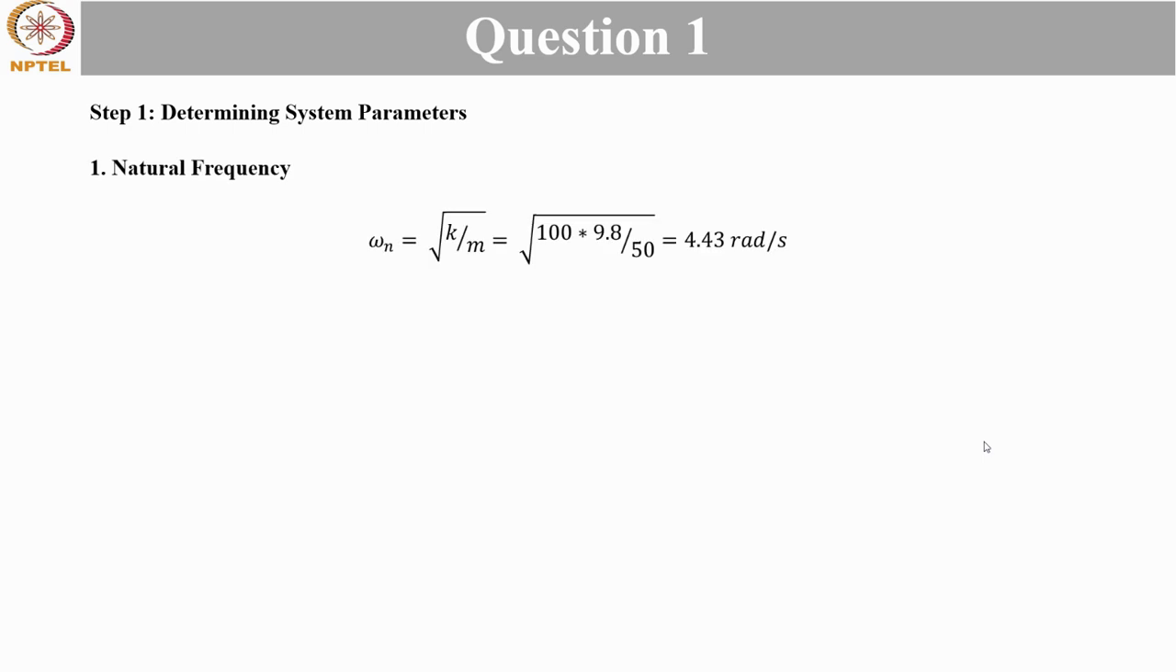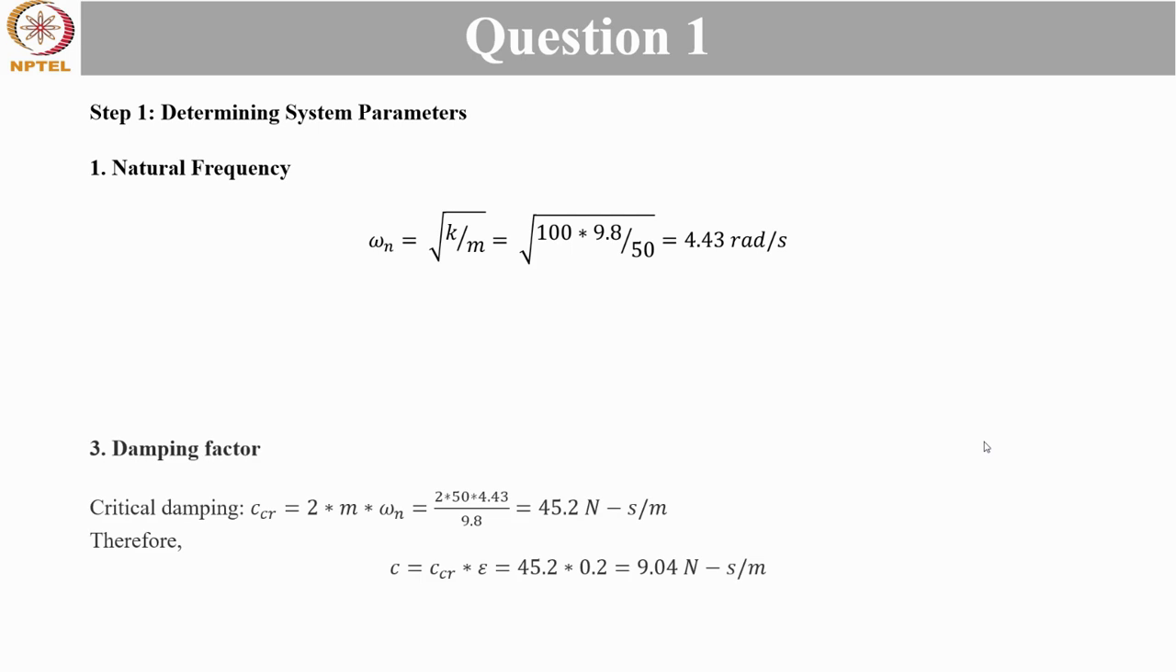First is the natural frequency. We know natural frequency is given by the square root of k by m, where k is the stiffness and m is the mass of the system. But the weight of the system is given, so we need to convert weight into mass first. So it will be the square root of 100 into 9.8 upon 50, which comes out to 4.43 radians per second. This is the natural frequency.